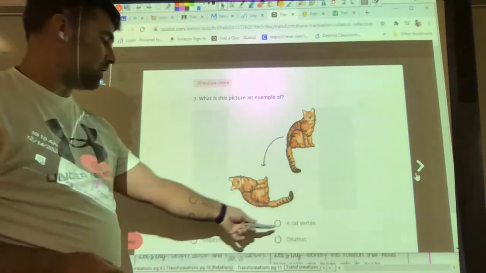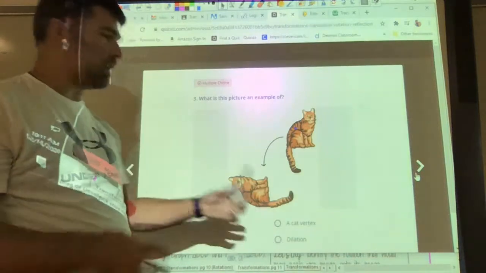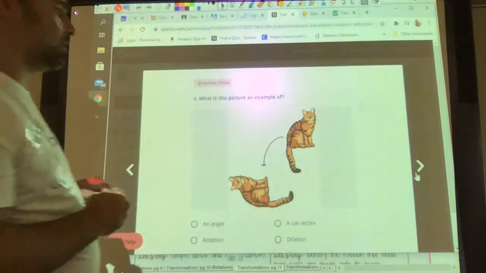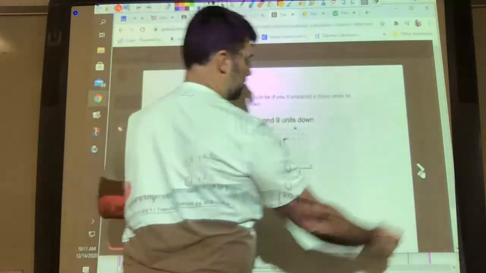It's not an angle. That makes no sense to cat vertex. A dilation would make it smaller or bigger, and we haven't even talked about that yet. So that's just a rotation.